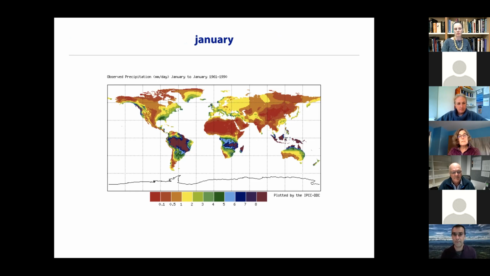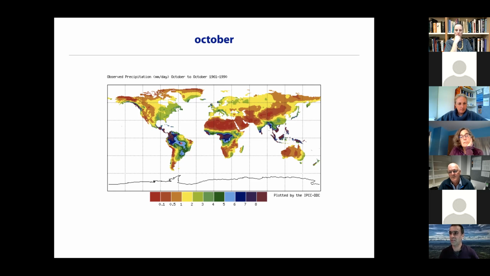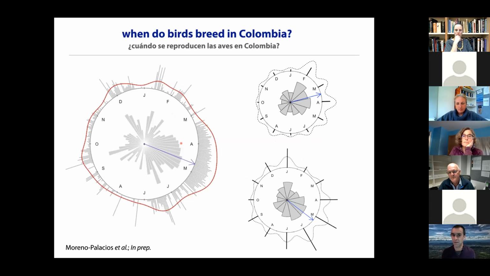This is February, March, April, May, June, July. And see, the pattern is now flipped. Now it's raining a lot here, and it's dry here. And I can cycle through the end of the year to come back to where we started. And actually, we think that this seasonal variation in climate leads to seasonal reproduction in birds.